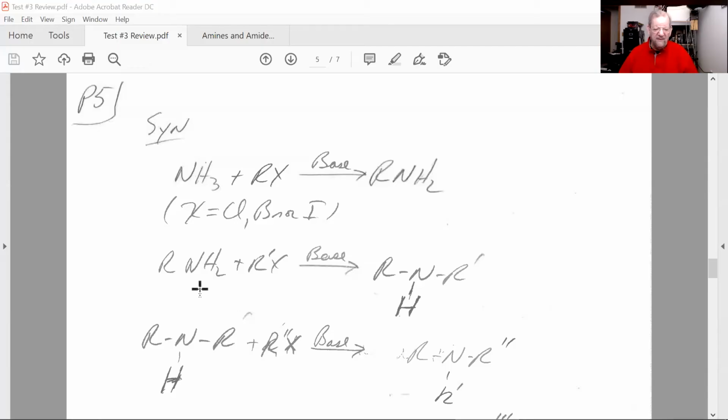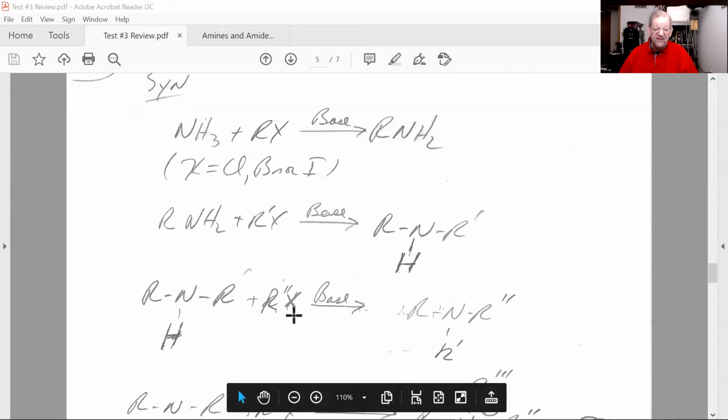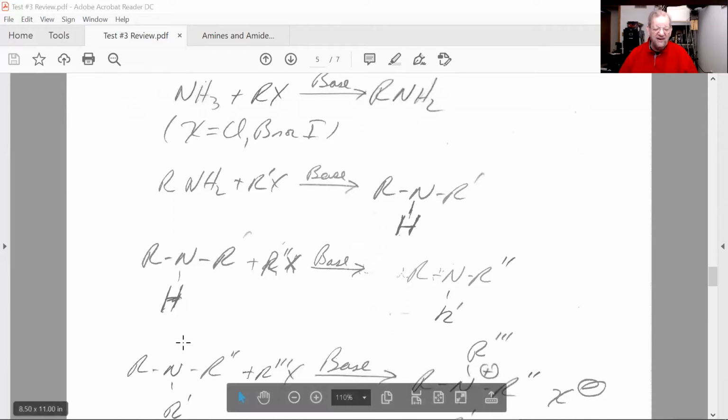Now, if you take a primary amine, 1 R group on nitrogen, and react it with an alkyl halide in the presence of base, you'll form a secondary amine. Again, the nitrogen lone pair attacks. You take a secondary amine and react it with an alkyl halide. This attacks, and you form a tertiary amine. Now, there's still non-bonding electrons. I don't show them here. Dr. White's lazy.